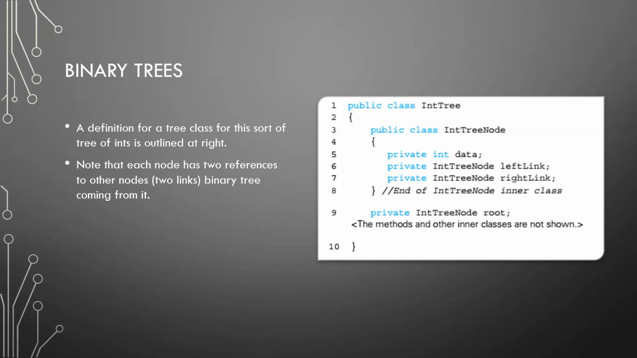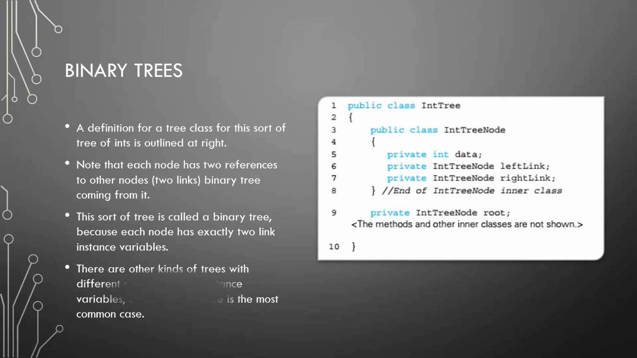You'll notice also that each of the nodes has two references to other nodes, or two links from the binary tree coming from it. This sort of tree, as I've already mentioned, is a binary tree, because binary means you have two choices. Each of the nodes has exactly two link instance variables. Now, there are other kinds of trees with different numbers of link instance variables besides binary, but the binary tree ultimately is one of the most common cases that you're going to see.